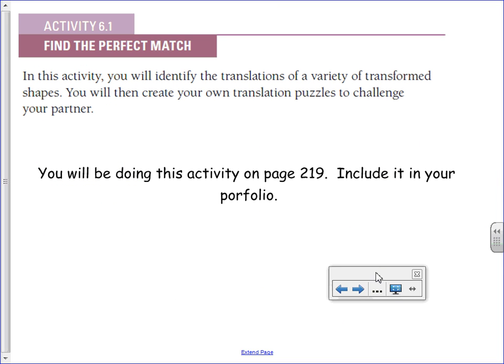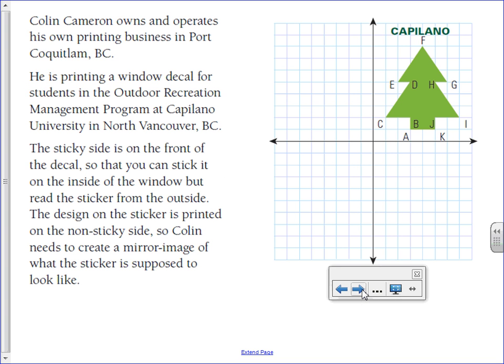You're also going to need to do this activity on page 219, and it requires you to do some translating on your own, so you can make note for yourself on page 219. And this activity needs to be done, and it has to be included in your portfolio for this unit.